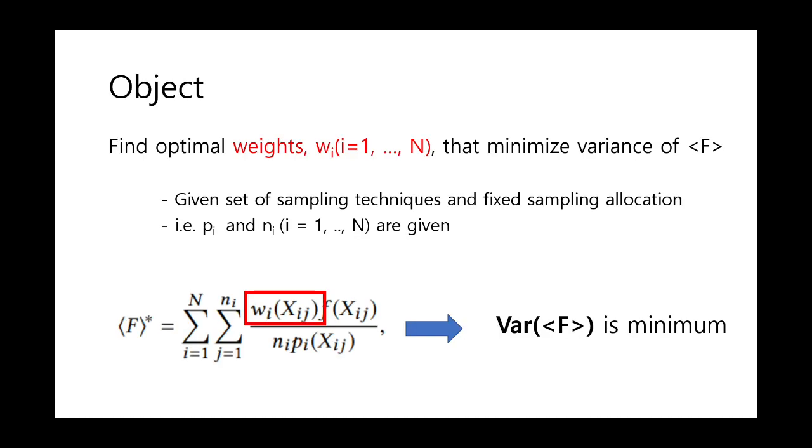From now on, I will talk about what has been studied in this paper. The objective of this paper is very simple. It is to find the weighting function that minimizes the variance of the MIS estimator. They focus on the weighting function, so they assume that sampling techniques and sampling allocation were already determined. That is, the number of samples and the PDF of each sampling technique were already determined.